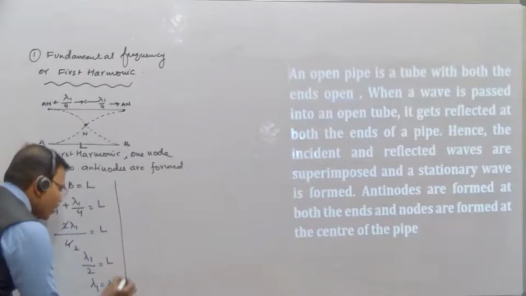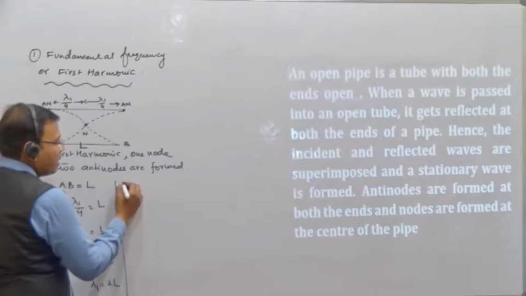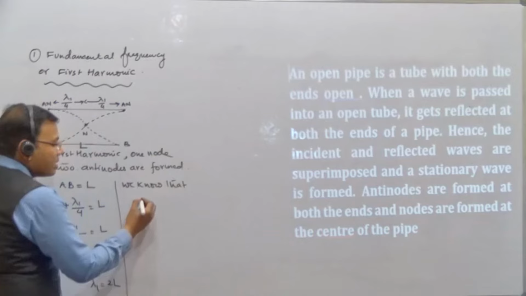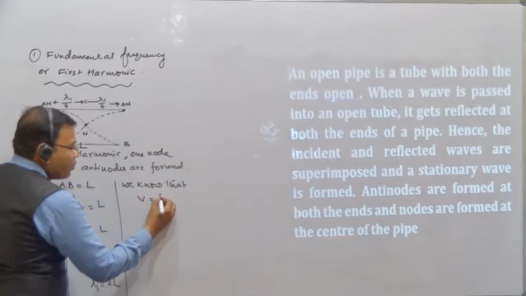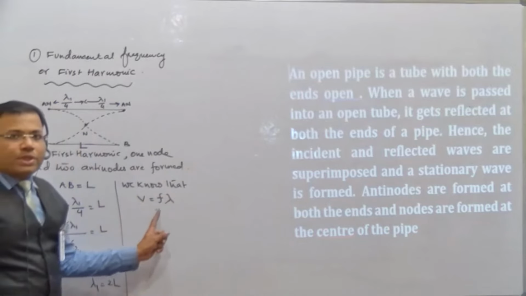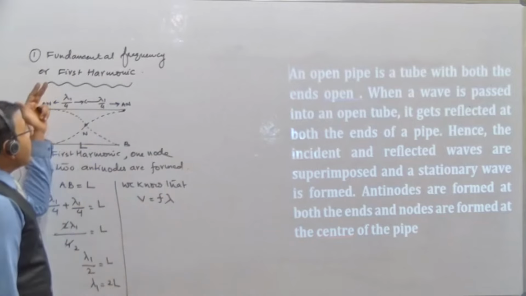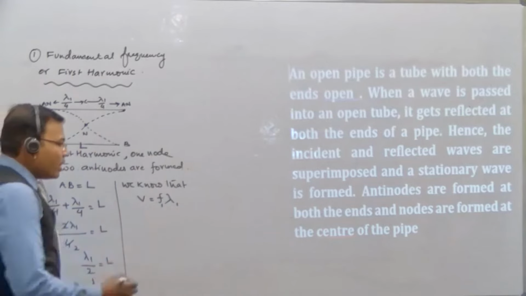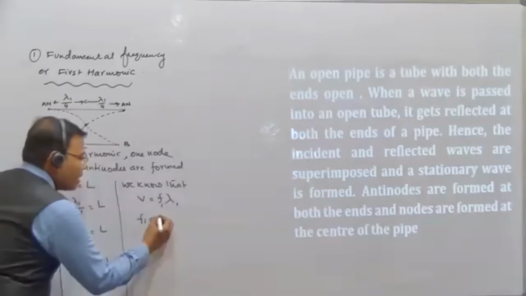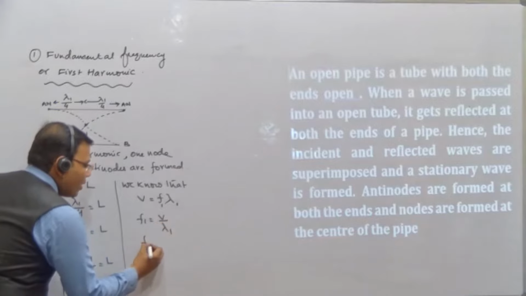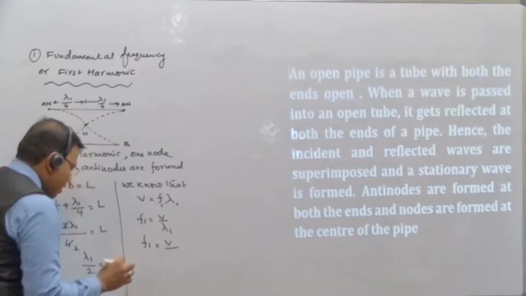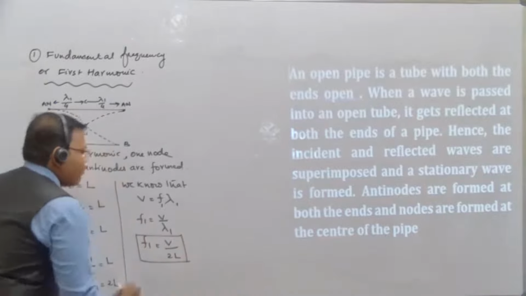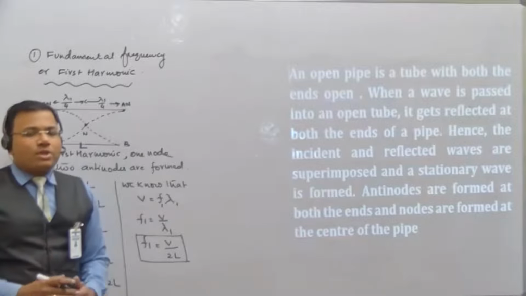Now, we know that velocity is equal to frequency into wavelength. Because we are discussing the first harmonic, I take F1 and lambda 1. So what is this F1? F1 is V by lambda 1. What is lambda 1? That is 2L. So F1 equals V by 2L. This is the expression for the fundamental frequency or the first harmonic.